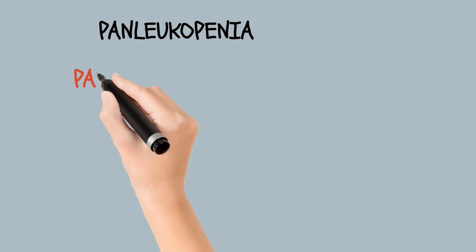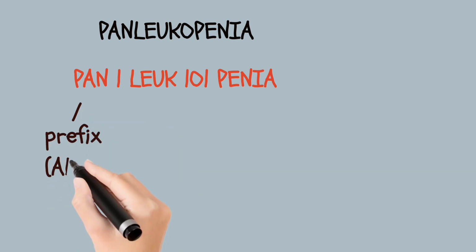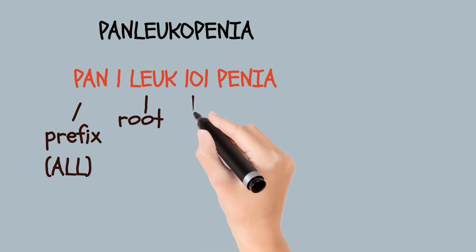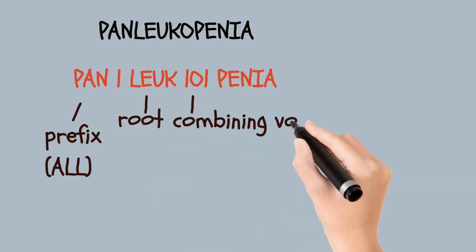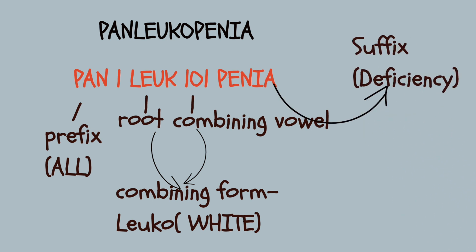Let's look at another example of words with combining vowel. The word I have here is panleukopenia. P-A-N, prefix which means all, L-E-U-K, roots, O, combining vowel. Remember, root plus combining vowel equal to combining form, leuko. This combining form leuko refers to white. Penia is a suffix which means deficiency or reduction in number. So panleukopenia means deficiency of all types of white blood cells.